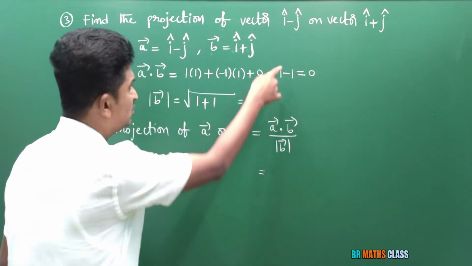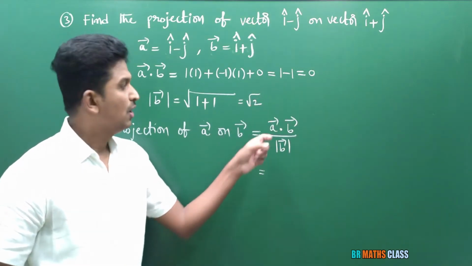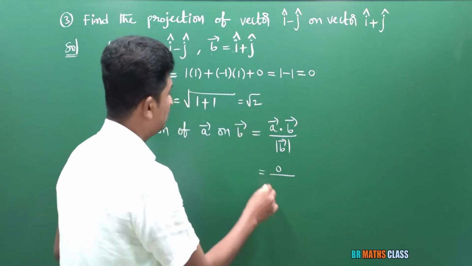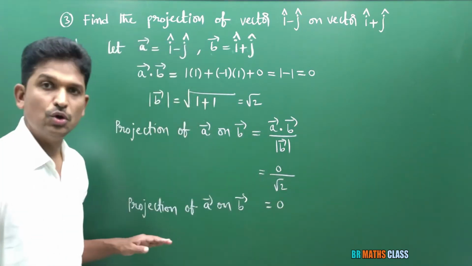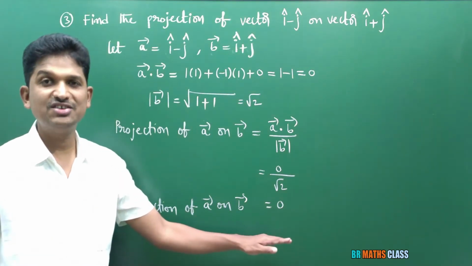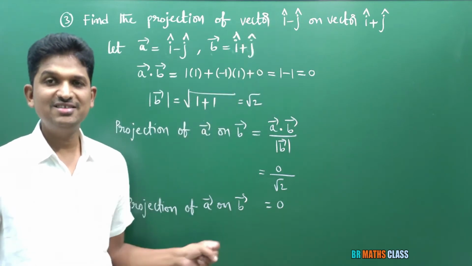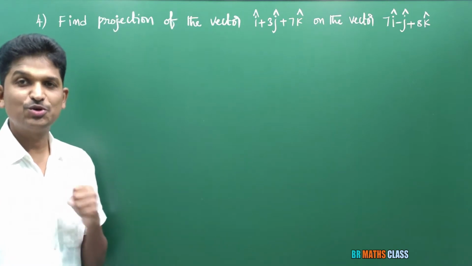So I'll substitute A bar dot B bar and magnitude of B bar values in this formula. What is A bar dot B bar? A bar dot B bar is 0, divided by magnitude of B bar, which is root 2. 0 divided by root 2 is what? 0. So you got that projection of A bar on B bar is 0. Projection of this vector on the other vector is 0. I hope you understand this. You observe this question number 4.